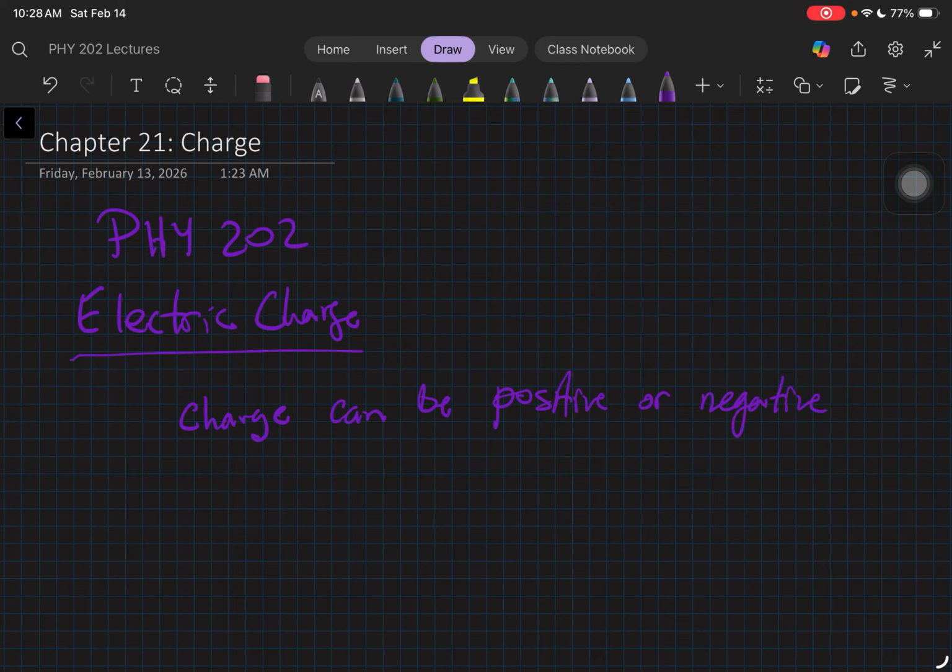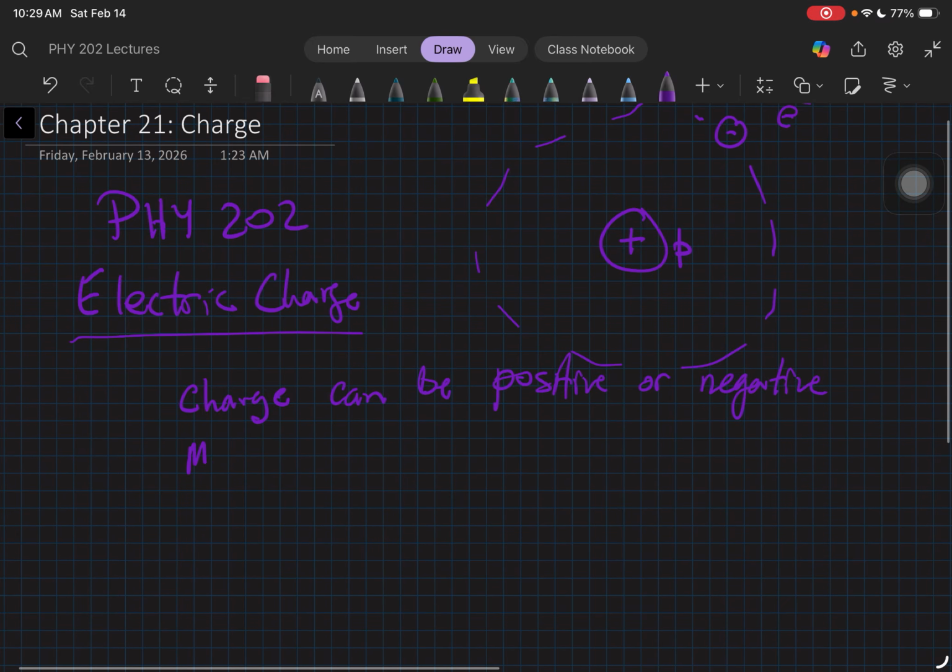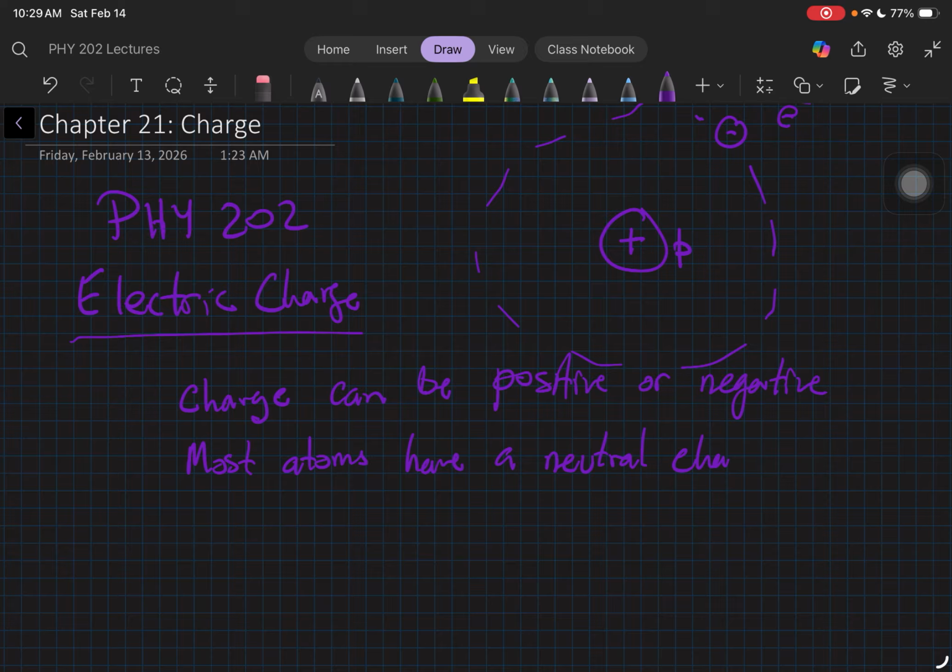So it can be positive or negative. If we were to, let's say, draw a hydrogen atom, we have our positive proton in the nucleus, and then we have our negative electron in some kind of orbital around that nucleus. Right here, we're using the Bohr model of the atom just because it works for now. If we were to find the net charge of this, we would see the net charge is 0, or neutral.